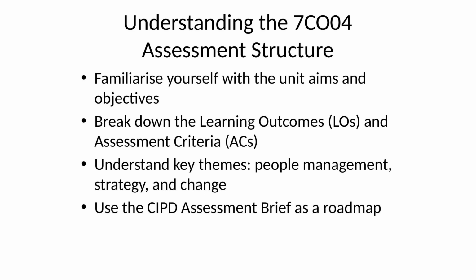To begin writing a Level 7 CIPD 7CO04 assessment task effectively, you need a thorough understanding of the structure of the unit. Start by reading the unit specification, which outlines the purpose and key themes, usually focusing on people management, strategy, and change. It's essential to break down each learning outcome, LO, and its related assessment criteria, AC, to understand exactly what's being asked. Use the CIPD provided assessment brief to structure your answers. This document serves as your guide, ensuring you remain focused and meet all requirements.